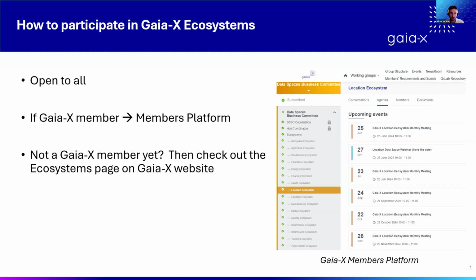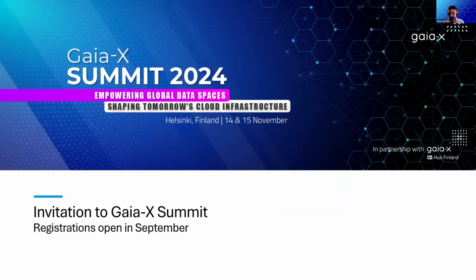And lastly, I just wanted to highlight a save the date for the Gaia-X Summit. This will take place on the 14th and 15th of November in Helsinki, Finland, under the slogan of "Empowering Global Data Spaces, Shaping Tomorrow's Cloud Infrastructure." This is our flagship event, our annual event, which will be a great place to meet people in person. Registrations for that open in September.